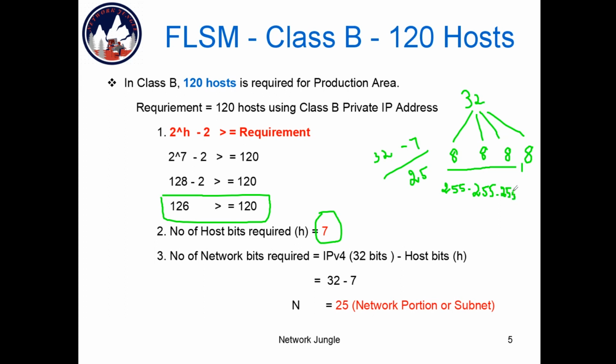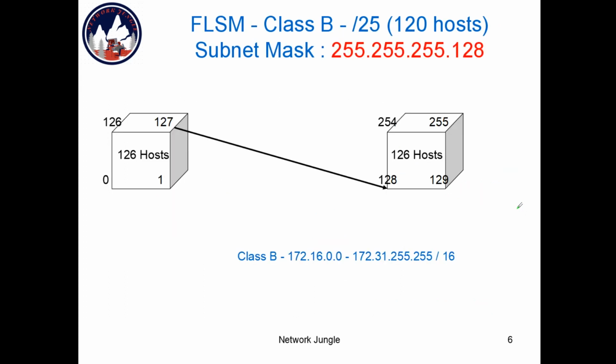Here is the last portion. The last portion, we know, 2 power 7 is 128. So 128, and the remaining bits are 0. So the /25 subnet mask is 255.255.255.128. Let's check the subnet mask. Yes, 255.255.255.128 is the subnet mask for /25.